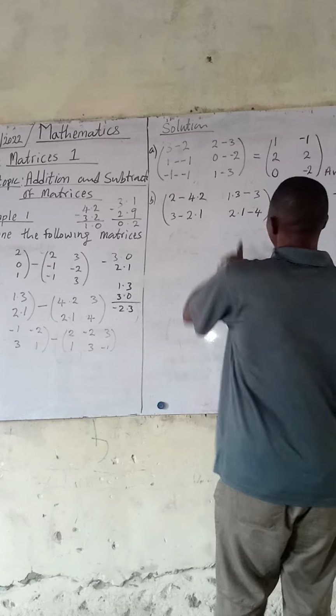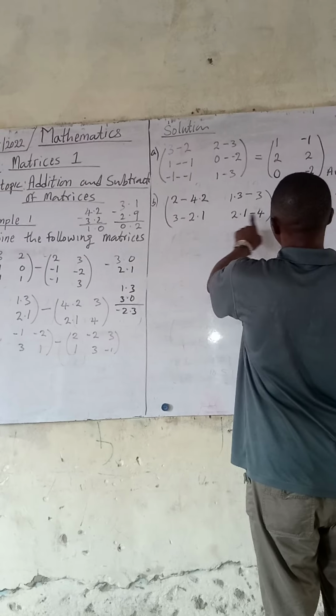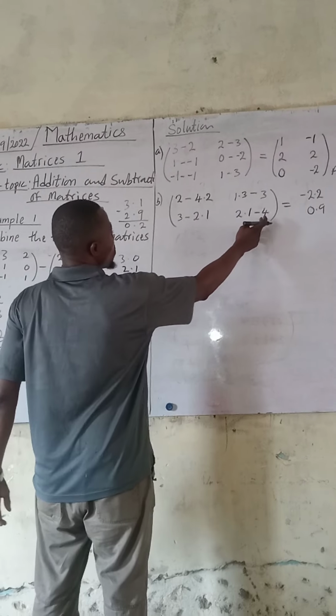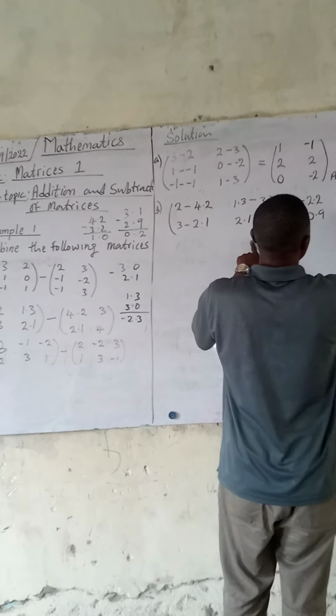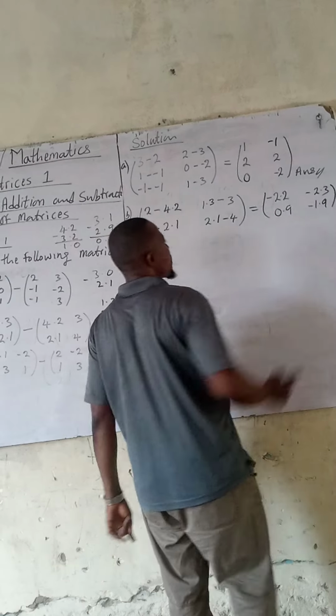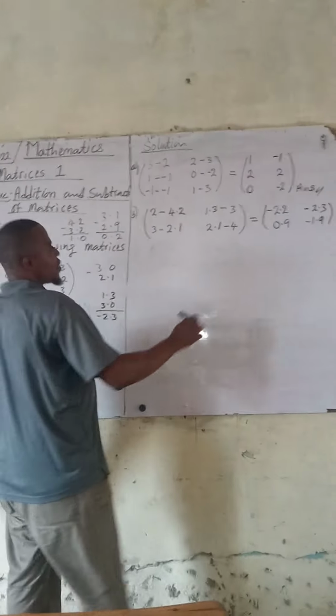Then 2.1 minus 4. So 2.1 minus 4 is as good as 2 minus 2, then minus 1. It will now give us minus 1.9. Are we together? Yes. So that is that. So that's our answer.